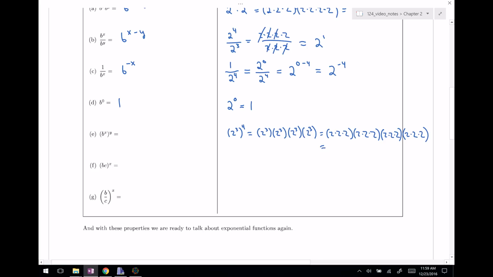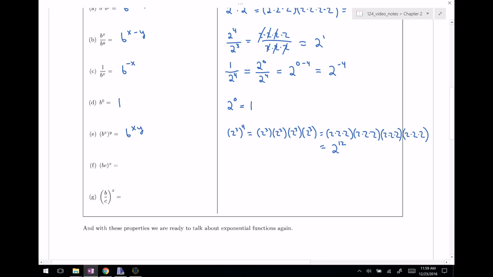So how many 2's are there altogether? It looks like 12, right? 1, 2, 3, 4, 5, 6, 7, 8, 9, 10, 11, 12. And they're all being multiplied to each other, right? So this is 2 to the 12th power. So how do I get 12, right? The base is the same, it's still 2. How do I get 12 from 3 and 4? Well, you would multiply them, right? So this is b to the x times y.